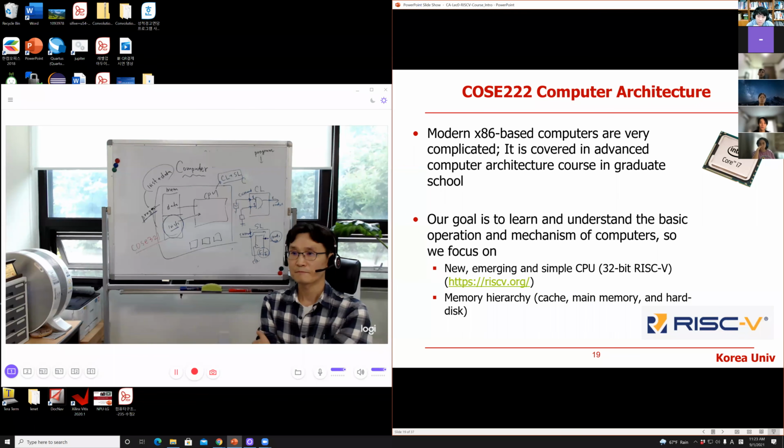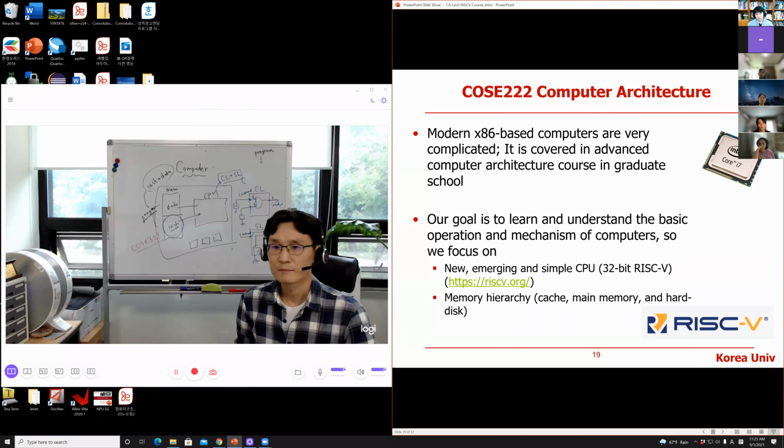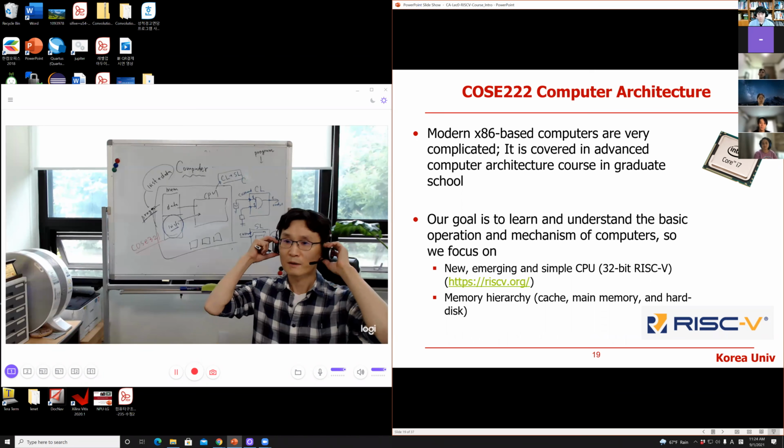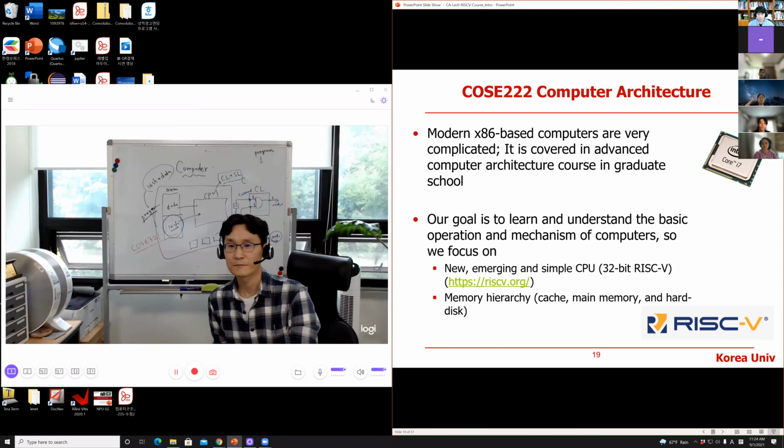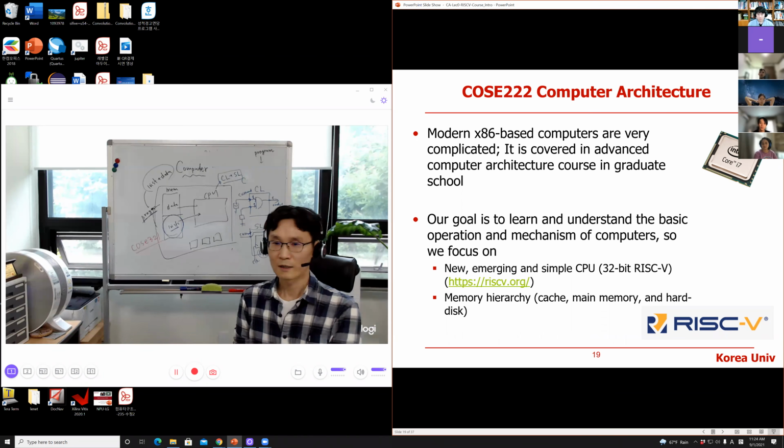Modern x86-based computers are very complicated. They are covered in the advanced computer architecture course in graduate school. Our goal is to learn and understand the basic operation and mechanism of computers. So we focus on a new, emerging, and simple CPU, 32-bit RISC-V, and the memory hierarchy: cache, main memory, and hard disk.